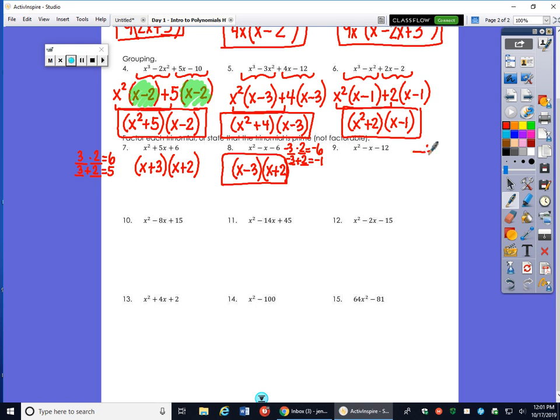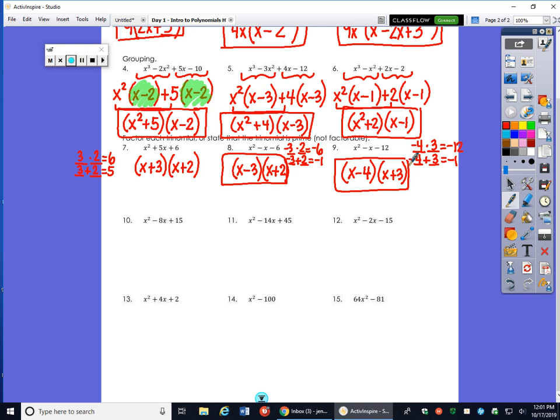Two factors of -12 that add up to -1 is going to be a 4 and a 3 again. One negative, one positive. The 4 is going to have to be negative in order to make a -1. So x minus 4 and x plus 3. You can write those in a different order, like you can put the x plus 3 first and then the x minus 4.